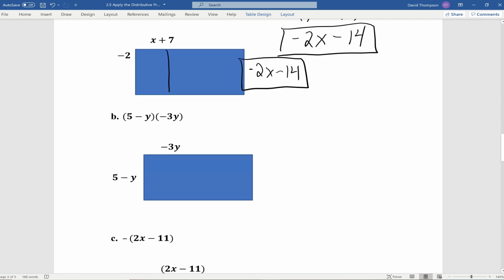B. The quantity of 5 minus y times negative 3y.